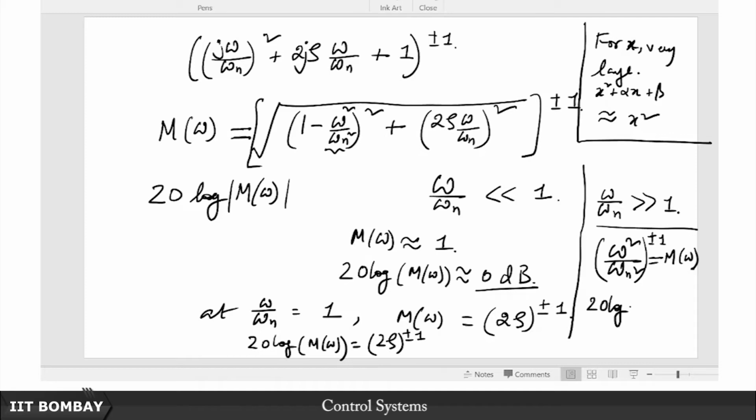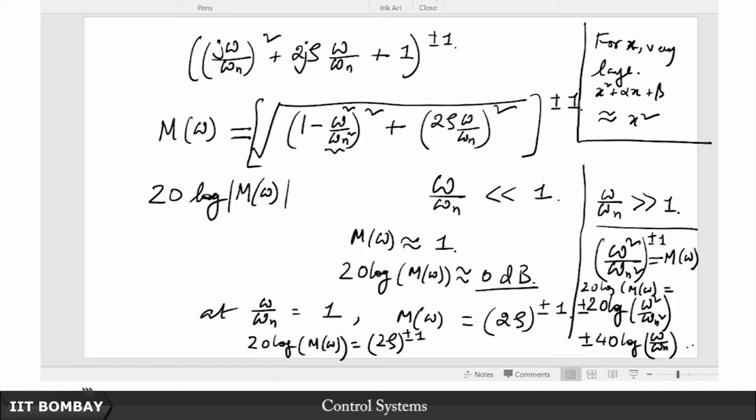So, therefore, 20 log of omega squared upon omega n squared, of course, this will be plus minus. This is going to be 20 log of m omega is equal to this. So, now I can pull out this squared factor outside the logarithm. So, this becomes plus minus 40 log of omega upon omega n. So, what I then see is that at very high values of frequency, the slope of the line will be plus minus 40 dB per decade, which is to say that if you take omega is equal to omega n, then it is obviously 0 dB.